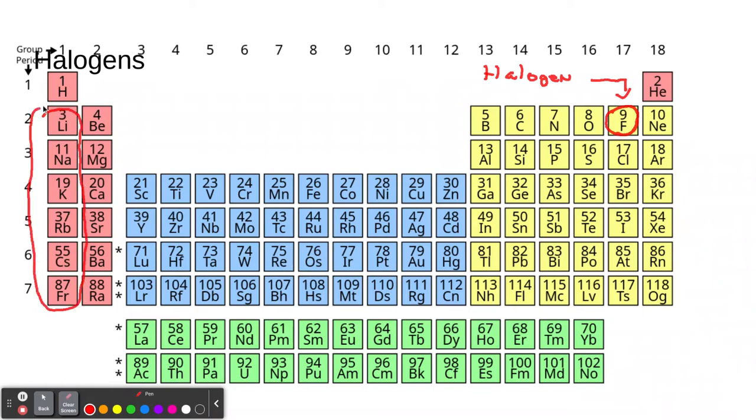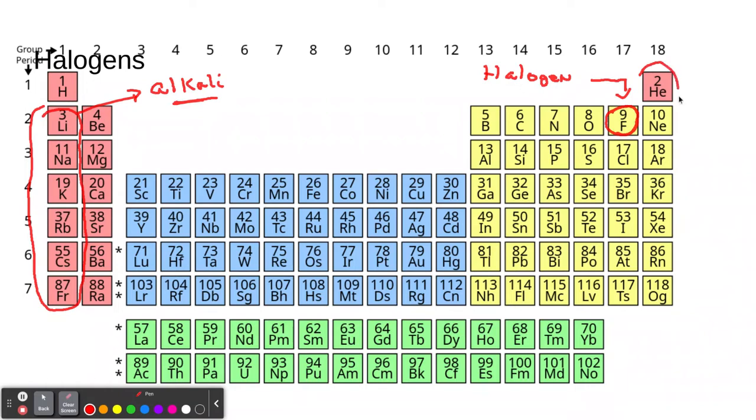But these are the alkali. So I'll put a little arrow pointing. Alkali metals, right? We have lithium and sodium and potassium and so on. So they're very reactive too, and so are the halogens. So the halogen family and the alkali family are very reactive.